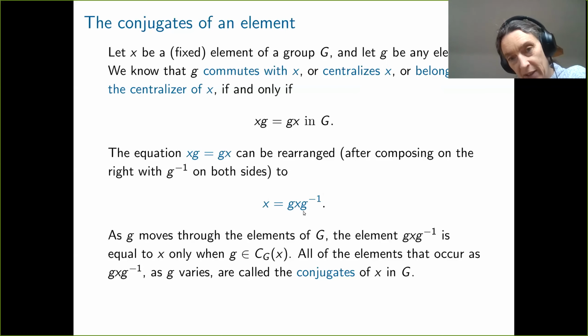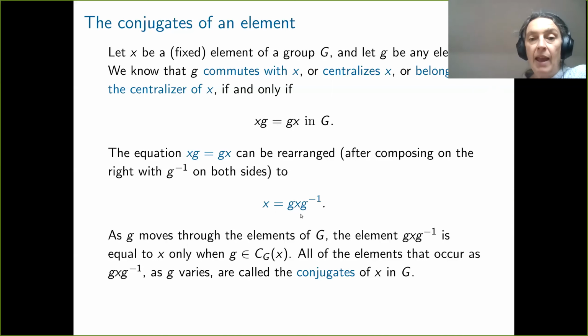But the element gxg inverse is related to x by the act of composing x on the left with some element and on the right with the inverse of that element. If we were in a commutative setup, the g and the g inverse here would cancel each other and this would just be x. If we're in a non-commutative setup, this may be different from x. That's the kind of concept that conjugacy is about. So as g moves through the elements of the group G, this thing, gxg inverse, sometimes it's equal to x if g commutes with x.